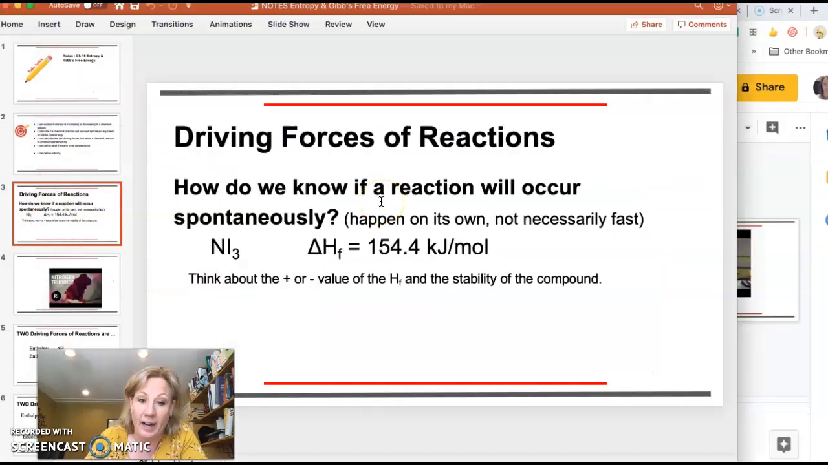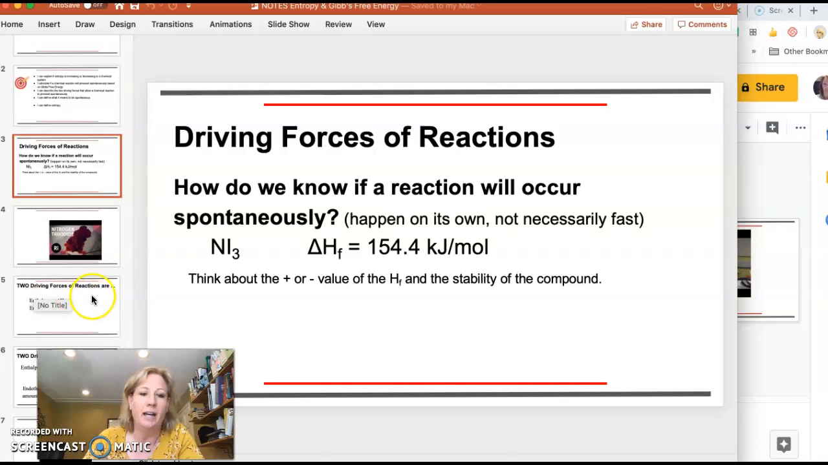So very reactive and very unstable. If you remember, if something has a negative delta H of formation, it's going to be very stable. And if it's positive, or even if it's negative but not very negative, it tends to be unstable. So those are things that you would not want to travel in your car with.